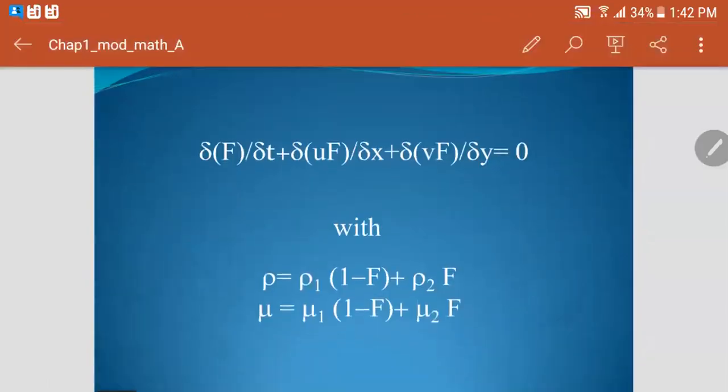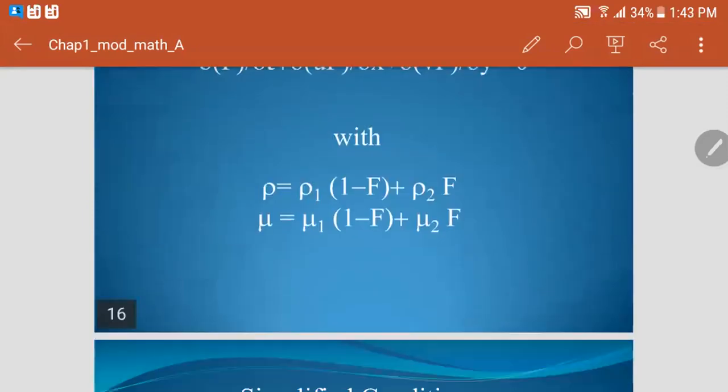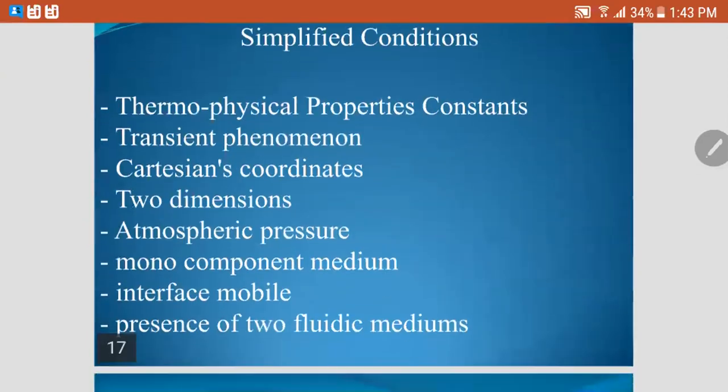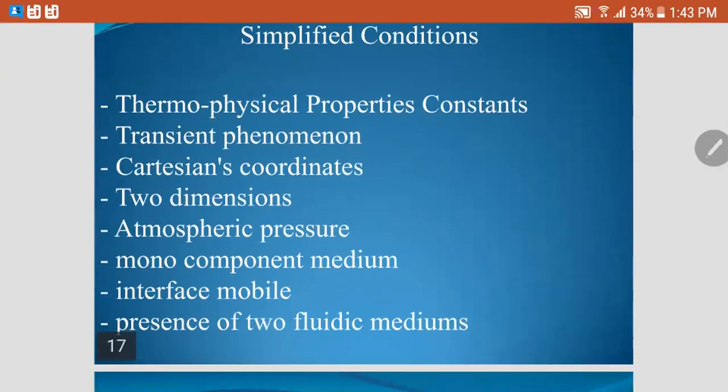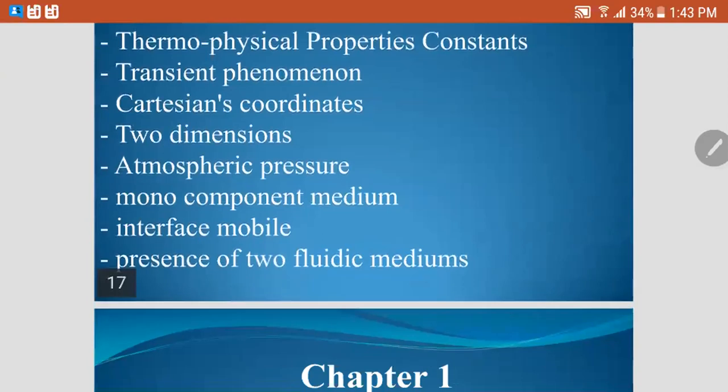We did this: df over dt plus du f, and we drew the wave. Yes, we drew the wave. Okay, we did the simplified conditions: thermophysical probability constant, transient phenomenon, Cartesian coordinates, 2 dimensions, atmospheric pressure, monocomponent, interface of two fluidic mediums. This is where we stopped.